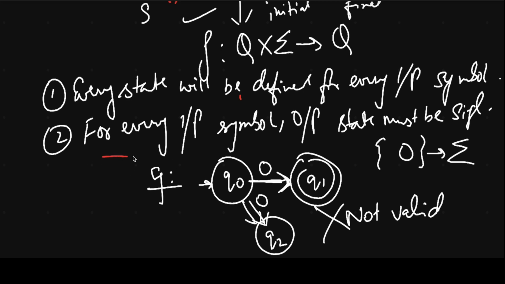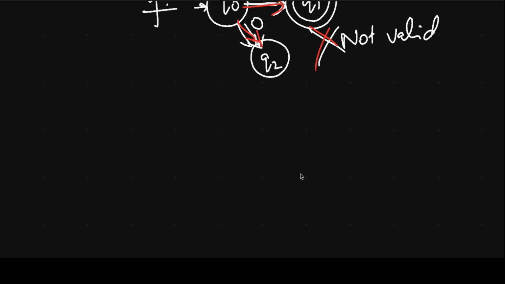Because for every input symbol the output state must be single, but here it is going to multiple states, which is not valid.